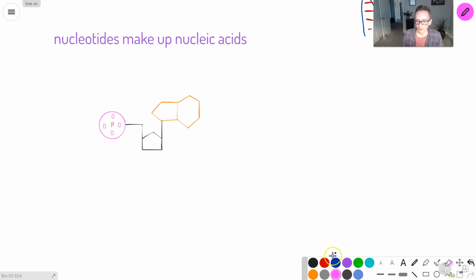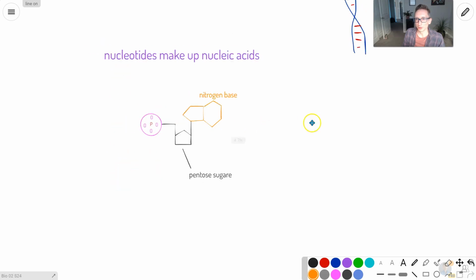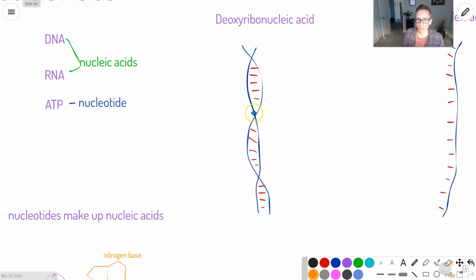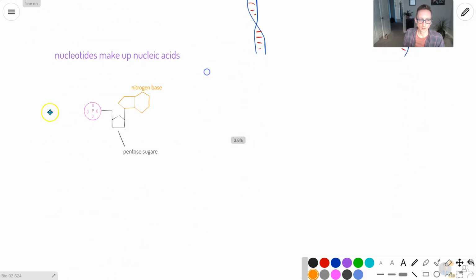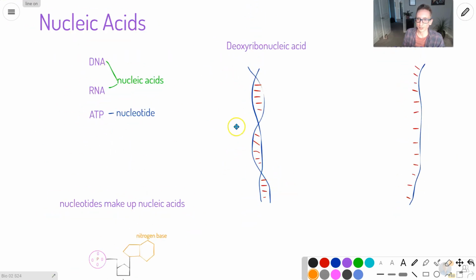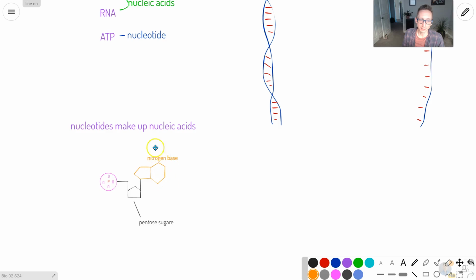All right, and then this down here would be a pentose sugar. Pentose meaning 5, pentose sugar. And then this over here is a nitrogen base. So this forms the backbone. This forms this part of DNA. This phosphate group likes to interact with water. It's polar. And then inside we got this nitrogenous base. That's these things in the middle.